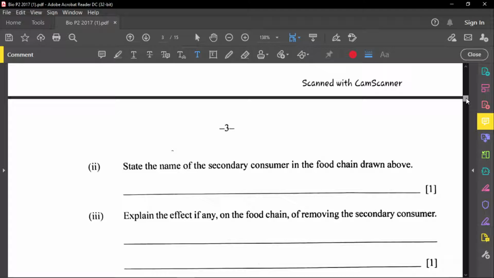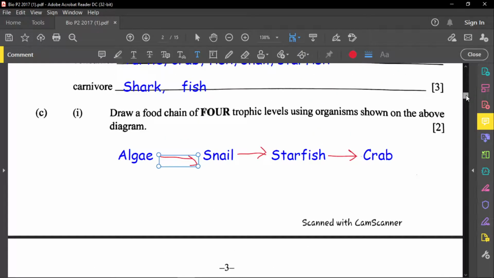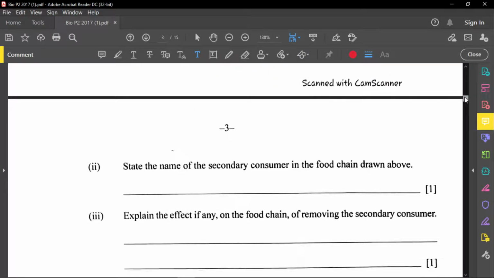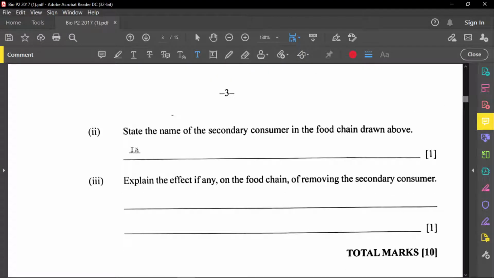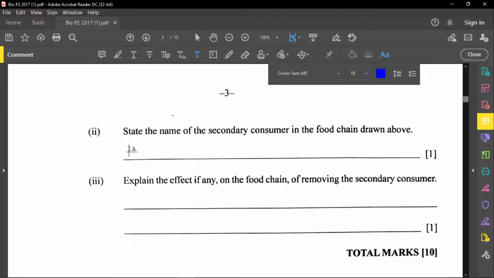This part of the question reads that state the name of the secondary consumer in the food chain drawn above. So in this food chain, you're looking for your secondary consumer, which is the organism that eats the primary consumer. The primary consumer here is the snail, so the secondary consumer is your starfish. Let's put our starfish here. So that will be the answer.